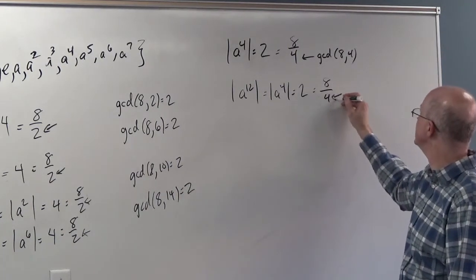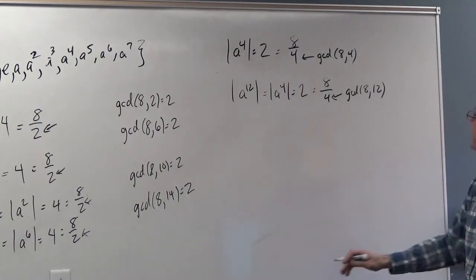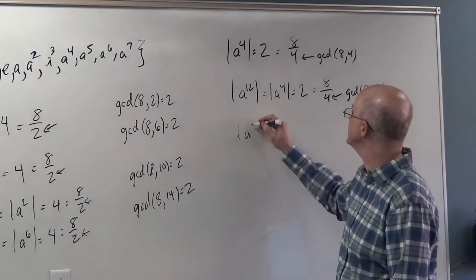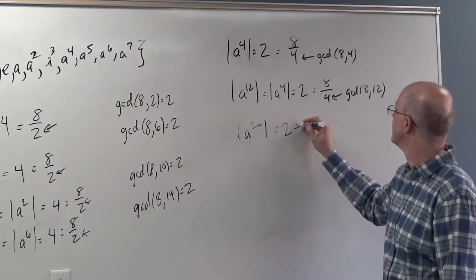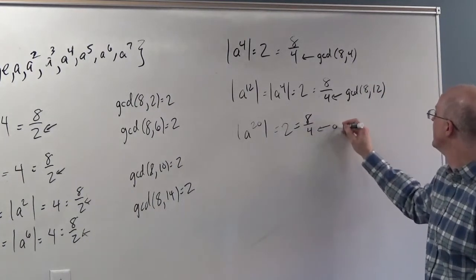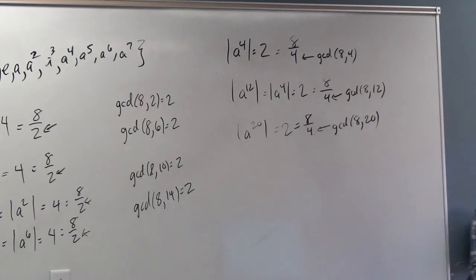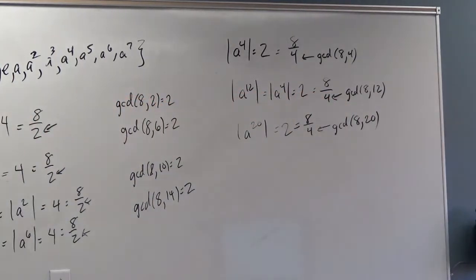Is 4 the GCD of 8 and 12? Yes, it is. Is 4 the GCD of 8 and 20? Think about it. Yes, it is. Again, you can gather more evidence to try to confirm something like this. Let's just jump to the punchline.